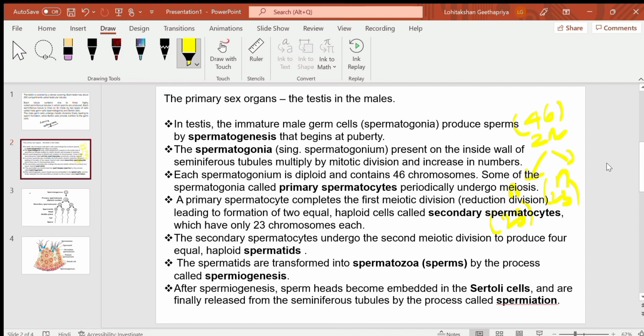Okay, and after they come out of the testis, then what? Now the sperm is fully ready, it's fully fertile. Now it can undergo fertilization, and many processes take place after this. So this is the major process of mature sperm formation, how it takes place in human males.